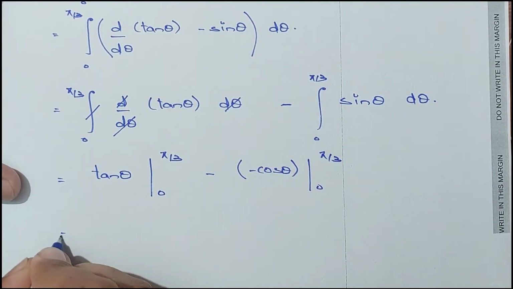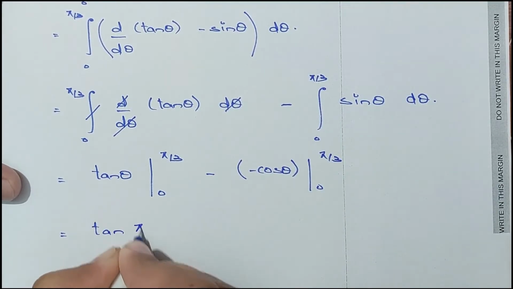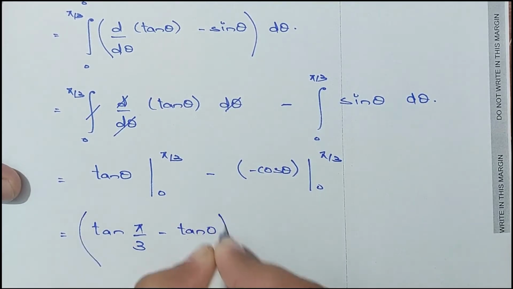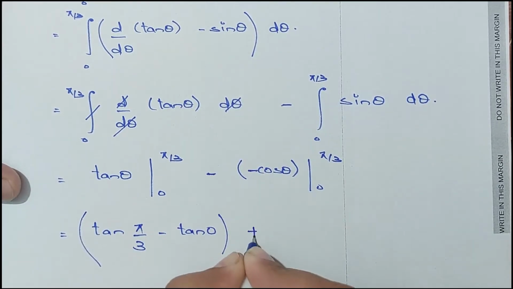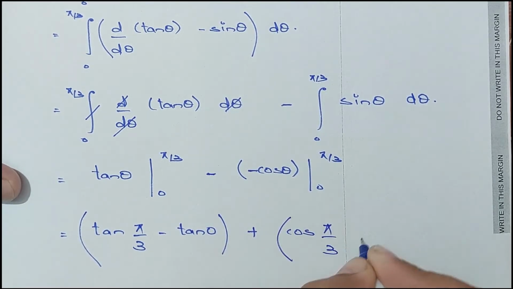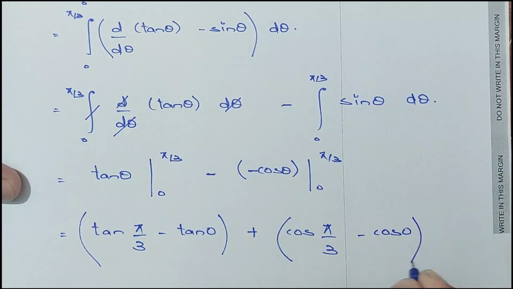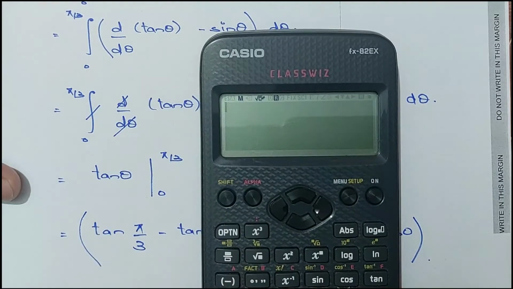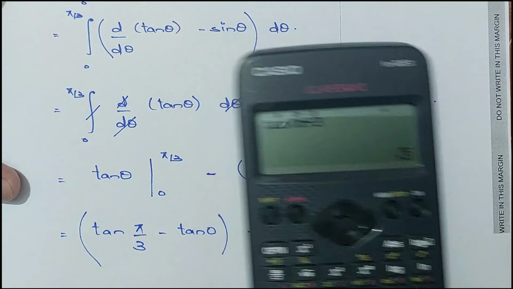Just plug the value. This is tan pi by 3 minus tan 0, the upper and the lower limits. This negative and this negative makes positive. Cos pi by 3 upper limit minus cos 0 the lower limit. Let's find out the exact value. This should be in radians. Okay, tan pi by 3 is root 3.